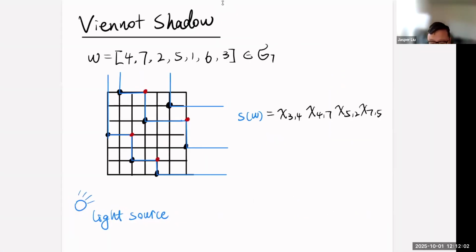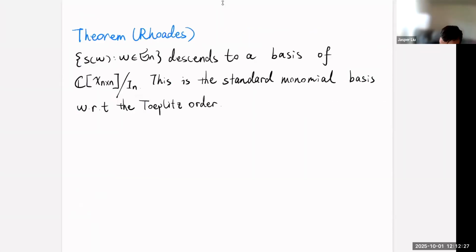And given the shadow set, we will associate a monomial to it. So the shadow monomial is just the monomial that records the shadow set. So 3, 4, so x 3, 4. 4, 7, so x 4, 7. 5, 2, so x 5, 2, and so on. And the result by Brendon is that these shadow monomials become the basis of this quotient ring we first defined.